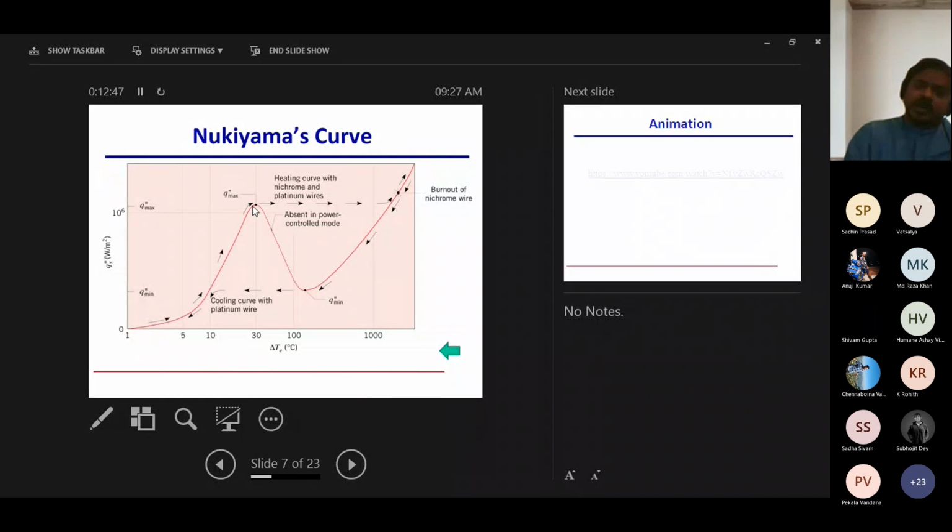So in a power controlled experiment, you would actually see this kind of behavior. It goes here, and then suddenly it jumps like this and goes.